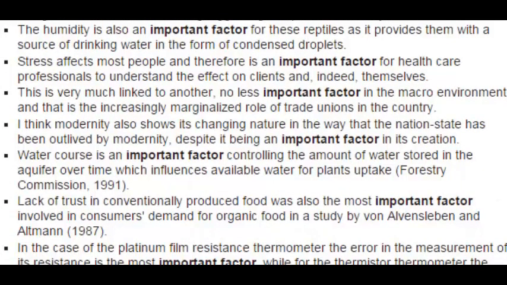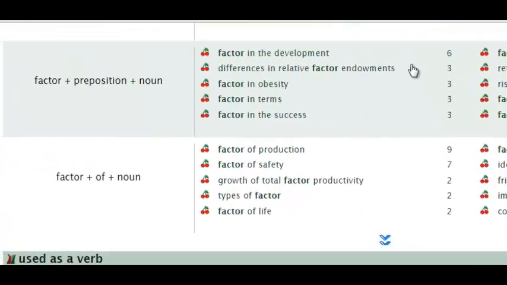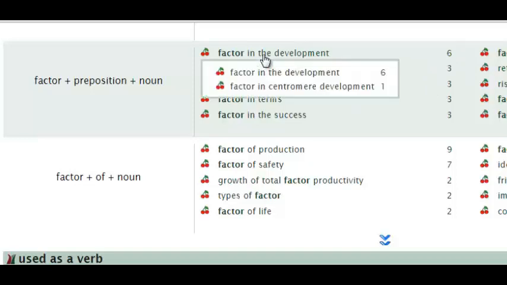So you can get a feel for the kind of context and how to use that collocation. Let's have a look at factor plus preposition plus noun. So we can see this phrase here, "factor in the development", is the most frequent. There are 6 examples, 6 instances in this corpus. So let's click on that.